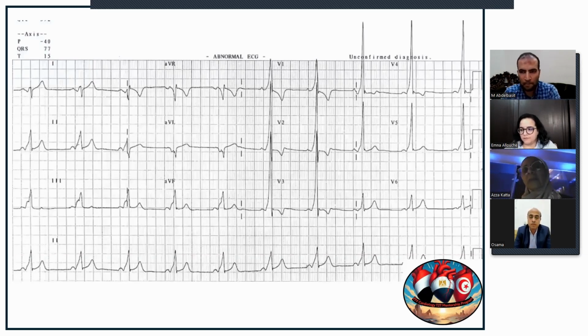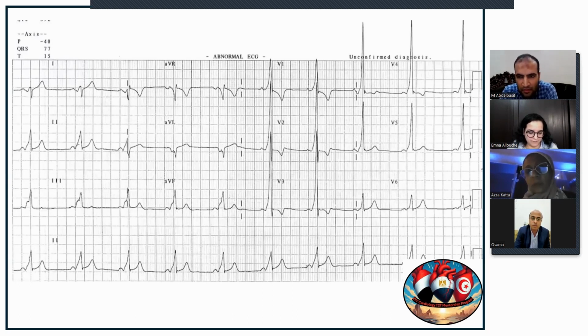And then the third step, we will look at the transition of the delta wave between V1 and V2. If it is an early transition from negative to positive, this means that this is a septal accessory pathway. If it is a late transition, this means that it is a lateral accessory pathway. It's not close to the septum, it's not close to the AV node.